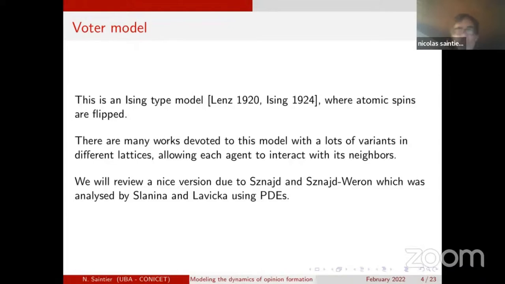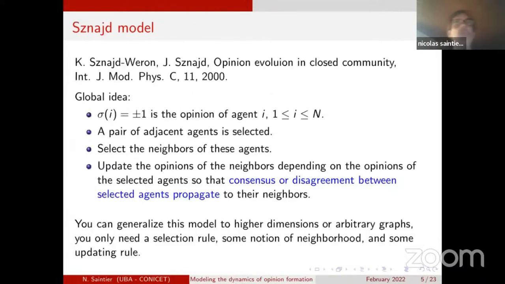We'll see some modification of this basic model due to Sznajd and Sznajd-Weron. These are Polish researchers, and the paper is from 2000. It's very highly cited. If you look at Google Scholar, I did that yesterday, it has something like 1,500 citations. So this is not bad for one single paper of 8 pages, and it shows the impact this kind of model has on the physicist and on the mathematical community too.